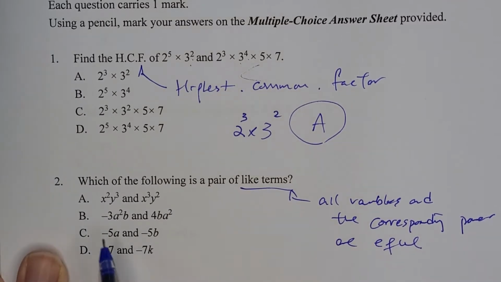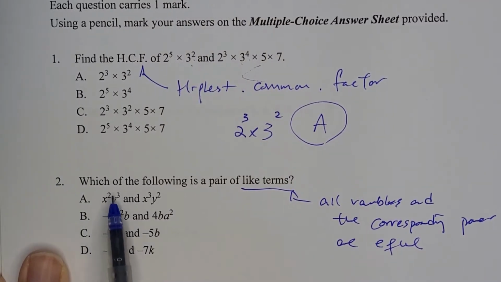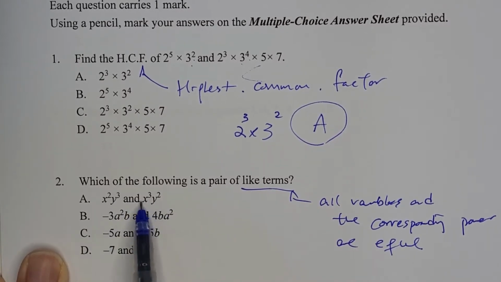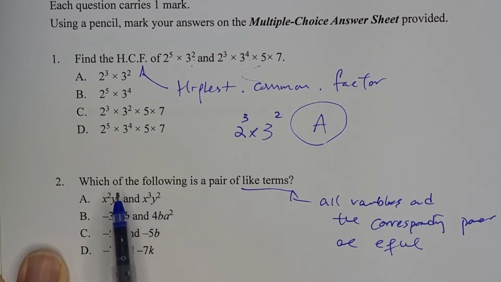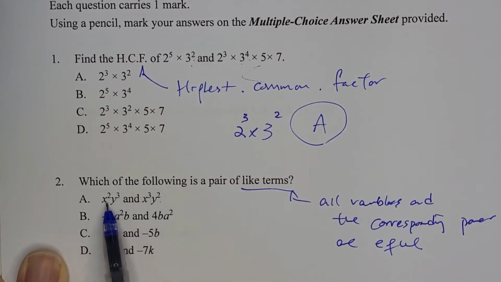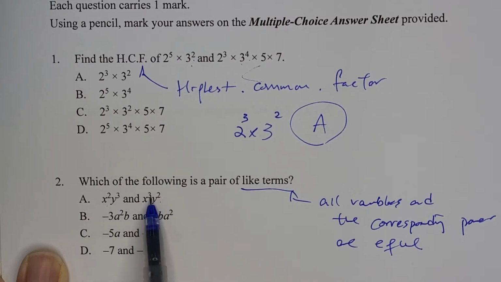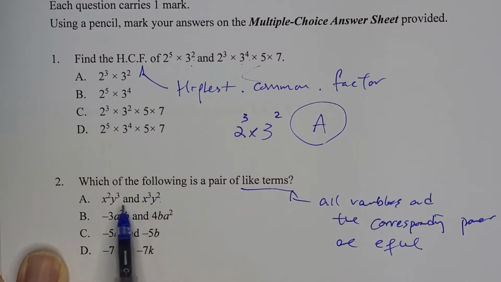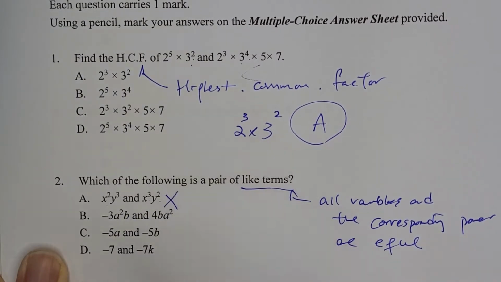Okay, the first one, A, x squared y cubed and x cubed y squared. You can see that they both have x and both have y. Also, their total degree is 5, but they are not like terms because one of them is x squared and the other one is x cubed. So their corresponding power are not equal. So A is not the answer.